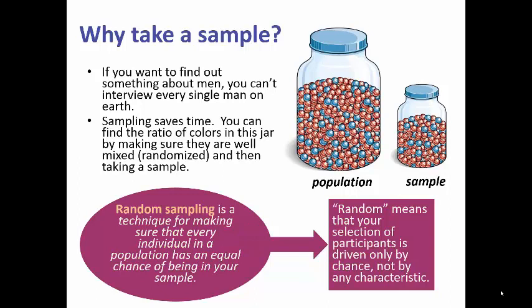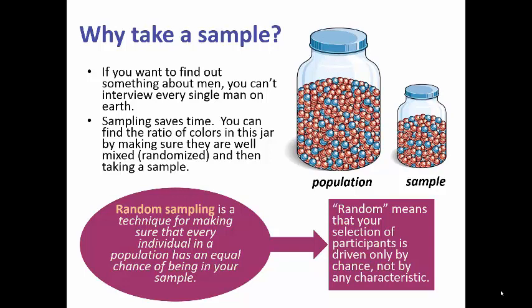So oftentimes what we do in psychology is we take a sample. When we do surveys, we want to talk about how women respond, but obviously we can't sample all X billion women in the world, so we have to take a sample. If you want to find out something about men, you can't interview every single man on earth, so sampling saves time. You can find out the ratio of colors in this jar by making sure they're all well mixed, randomized, and then taking a sample. We would assume that by taking a sample it was representative of the entire population.